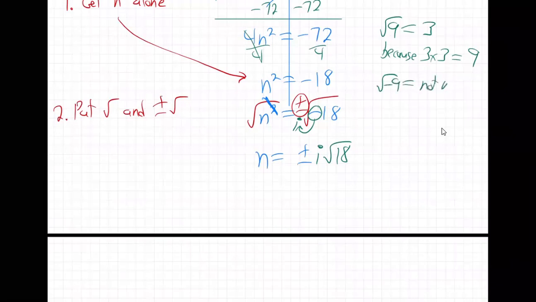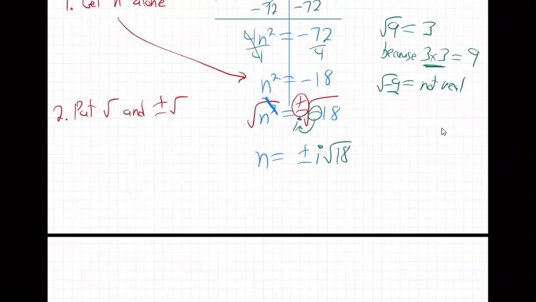It's not real, right? You can't do it because 3 times 3 is not negative 9. And you may say, well, yeah, what about negative? Well, negative 3 times negative 3 is not negative 9. It's positive 9. You can't do it. You can't have two numbers that multiply to be negative 9, right? Two negatives would be positive. You can't do that. It's impossible.